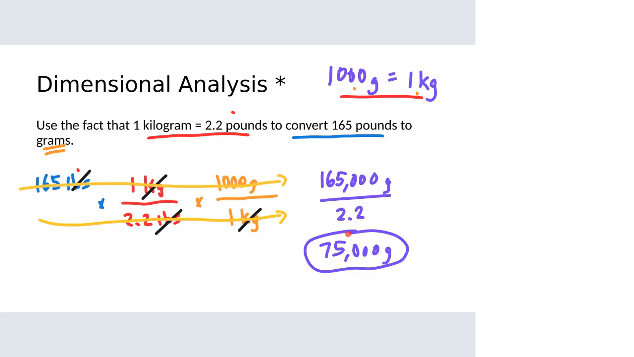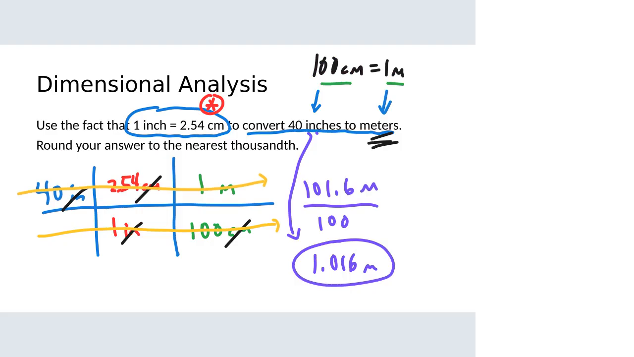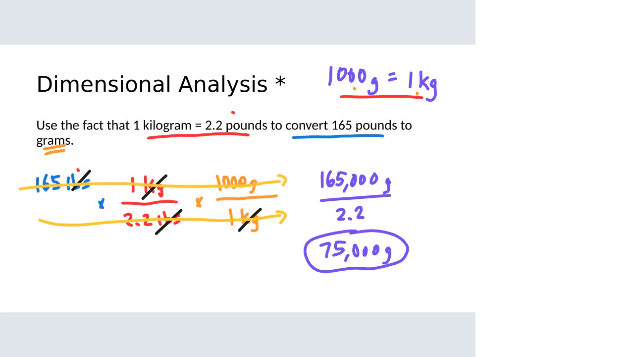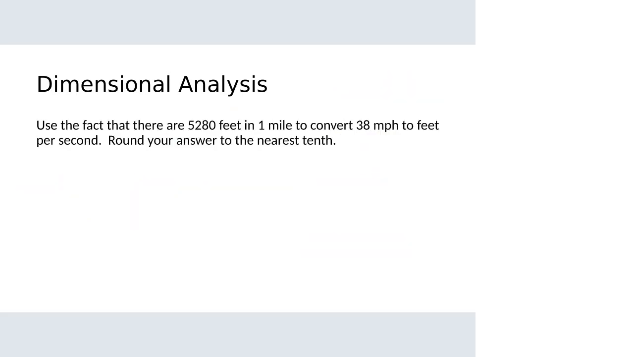That's sort of our dimensional analysis type of problem and approach. We did it with the scaffolding and we did it without the scaffolding. It's the same, it's just which way do you prefer to write it down. I do want to look at one more. Use the fact that there are 5,280 feet in 1 mile to convert 38 miles per hour to feet per second.